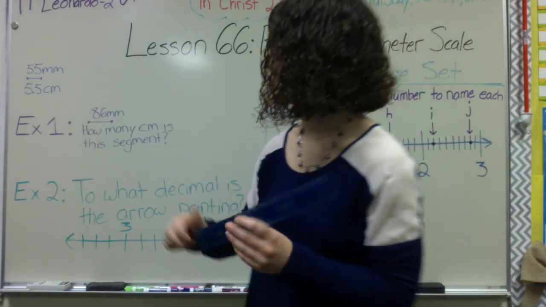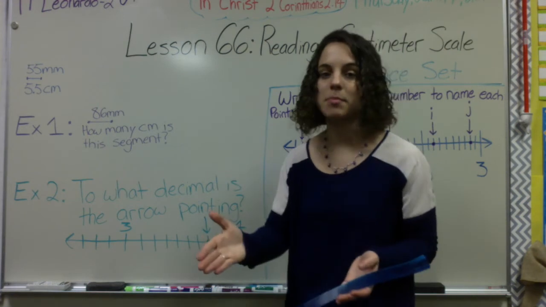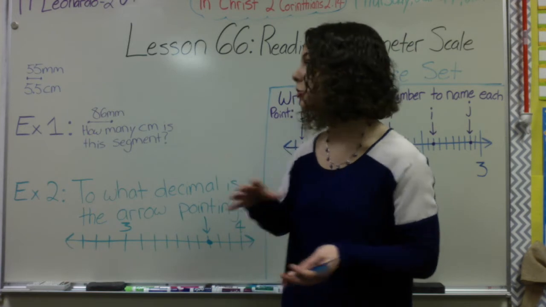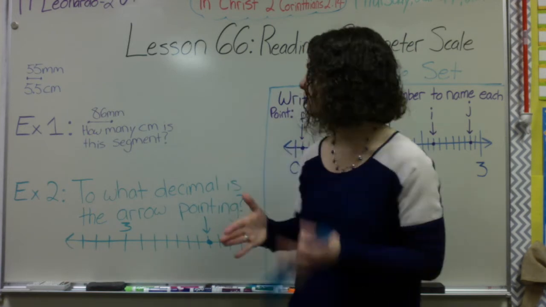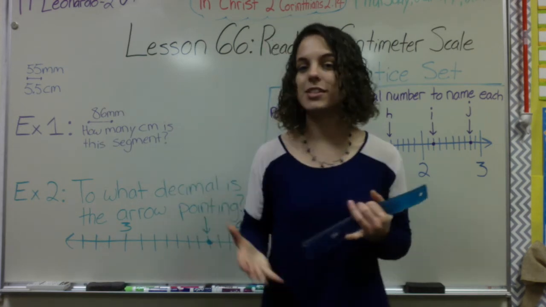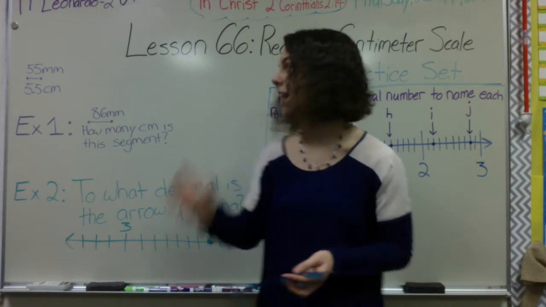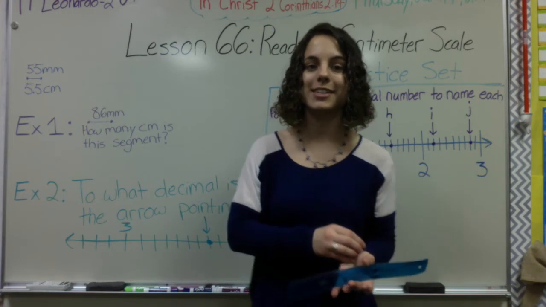Now, on a centimeter scale, reading from centimeters to decimeters and millimeters to centimeters is almost the exact same thing because all you're doing is dividing by 10. So it's very interchangeable and very easy to understand as far as seeing patterns and just moving your decimal place, and that 10 millimeters equals 1 centimeter, just like 10 centimeters equals 1 decimeter.